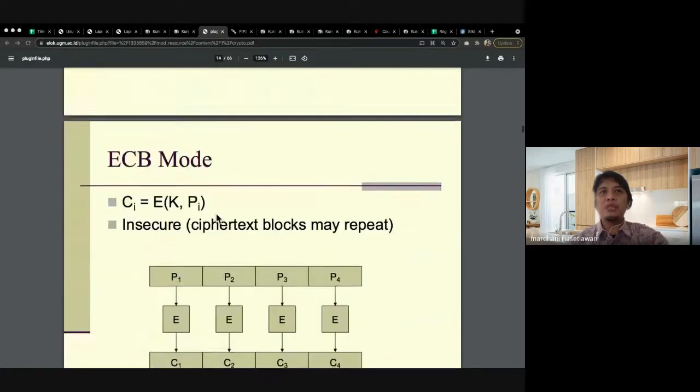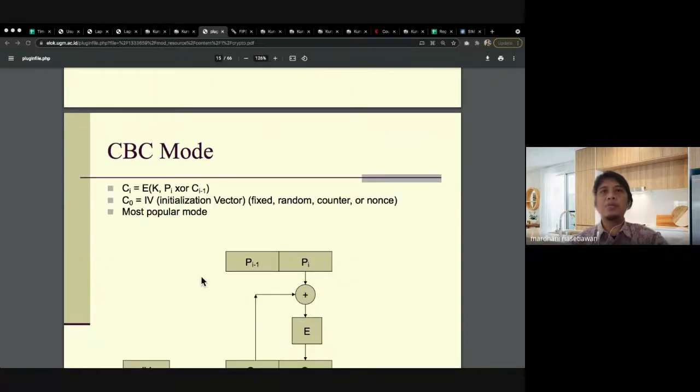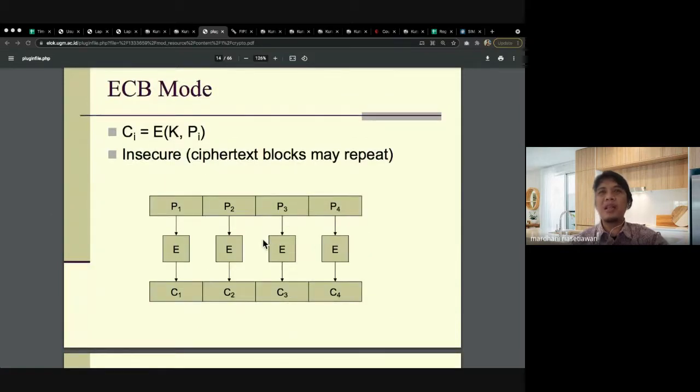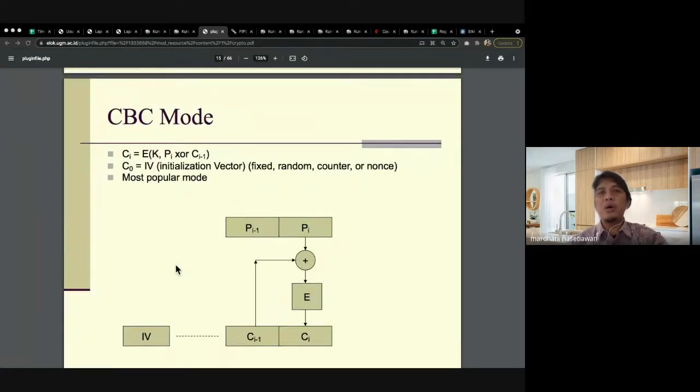And when we discuss it, actually, it's very simple. This is the ECB mode. Yeah, this is insecure. Ciphertext blocks may repeat. So this means you can see here that the P and then the C will be encrypted using the ECB mode. And then this is the CBC mode. This is a little bit different from this one. This is more like serial, parallel ciphertext architecture, something like that. And in the CBC mode, it is more advanced because we use fixed, random, and also counters to initialize the vector that will make the cipher more complex.